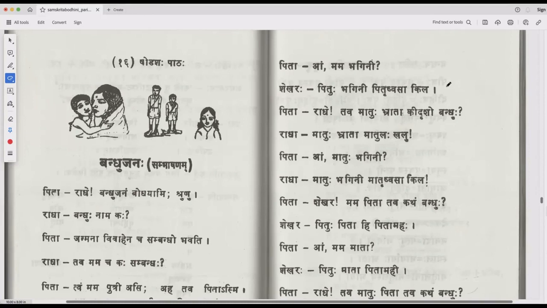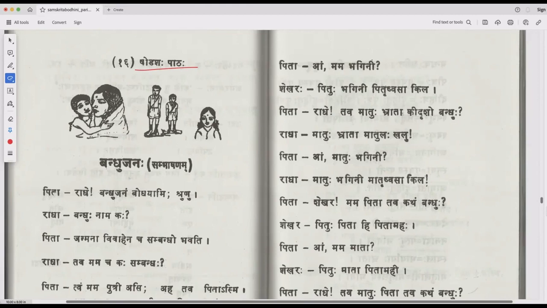I can start. Okay. Pita. You started. Radhe. Shodashaha Pathaha, 16th lesson. I think two people can actually read it. Conversation. Pita and other. Sujan also. You can respond to the Pita statement.